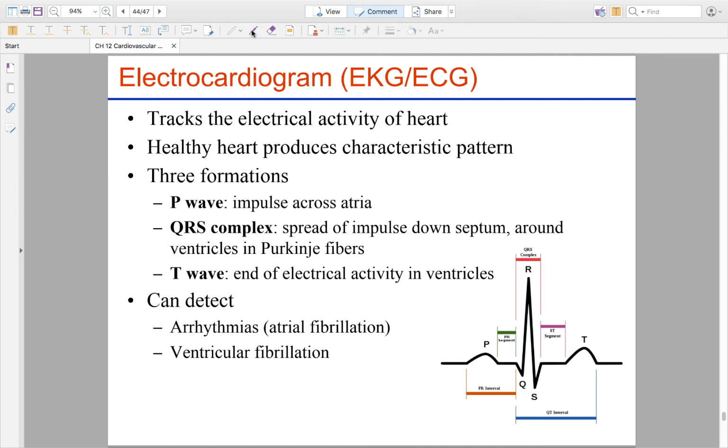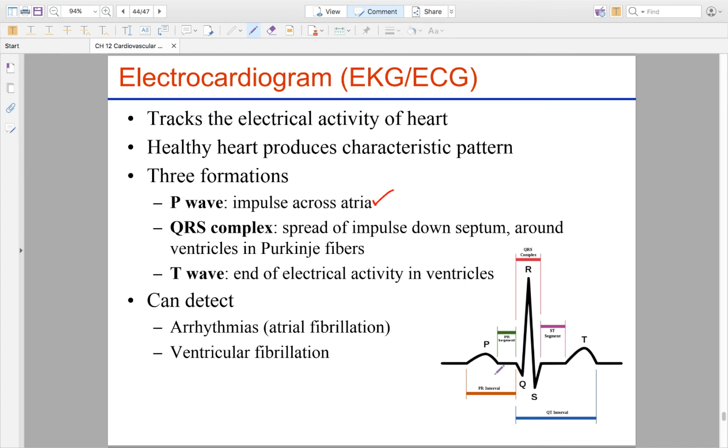A P wave represents on an EKG the electrical impulse that spreads across the atria, the left and right atrium, which of course comes from the SA node.